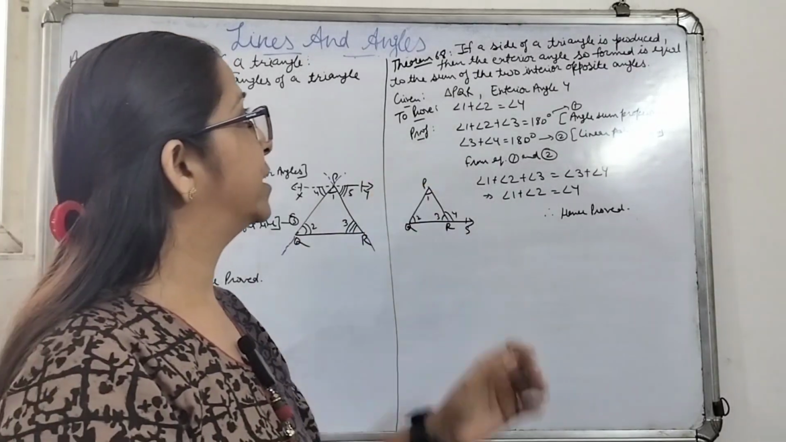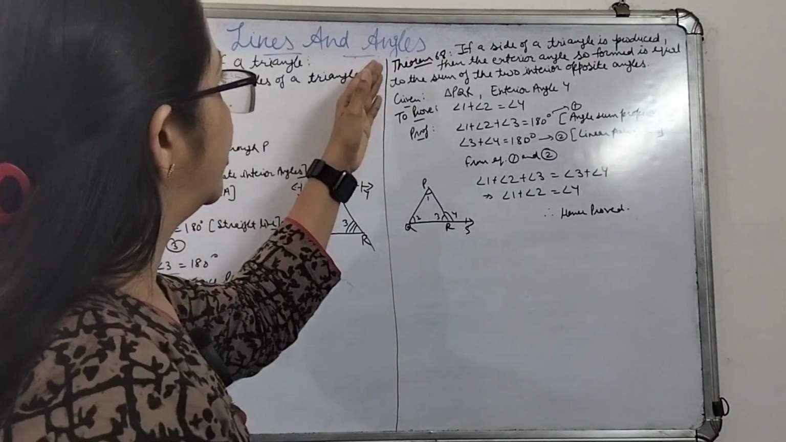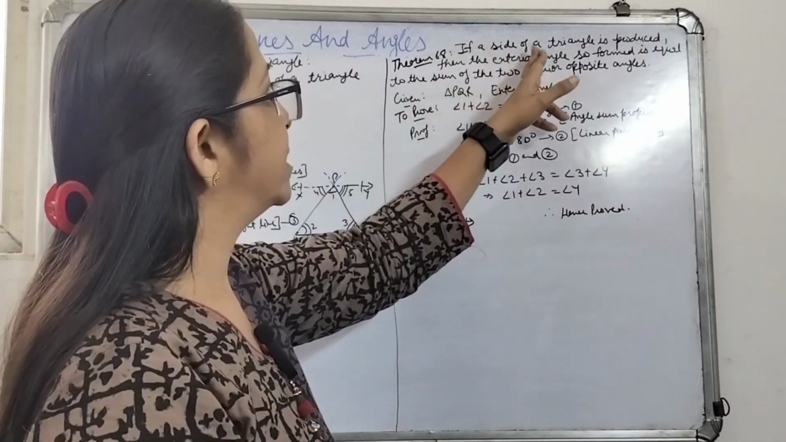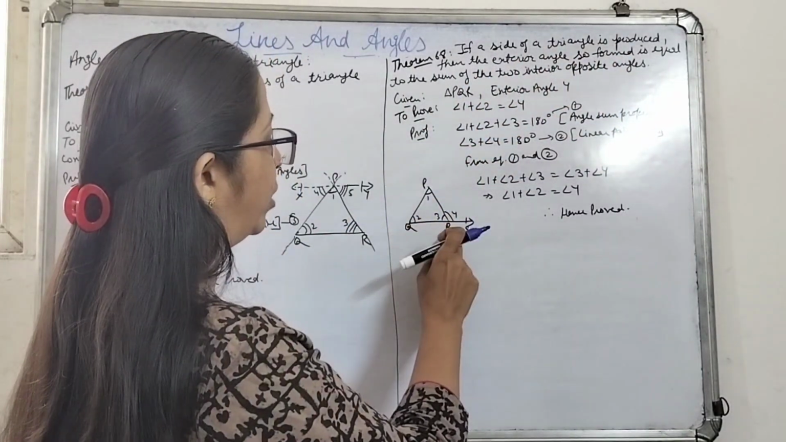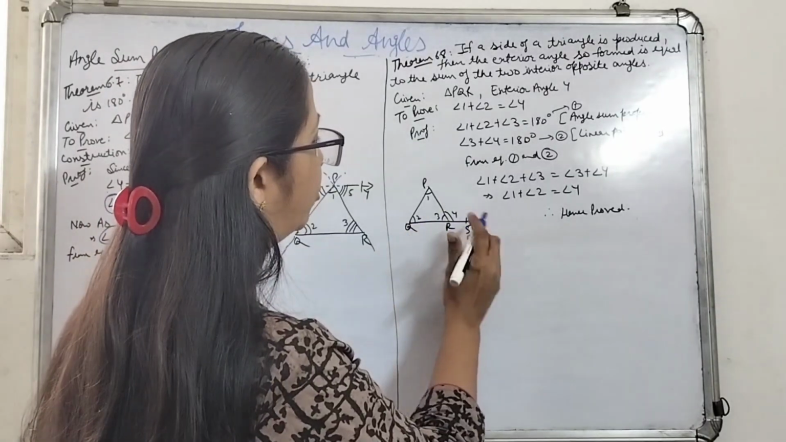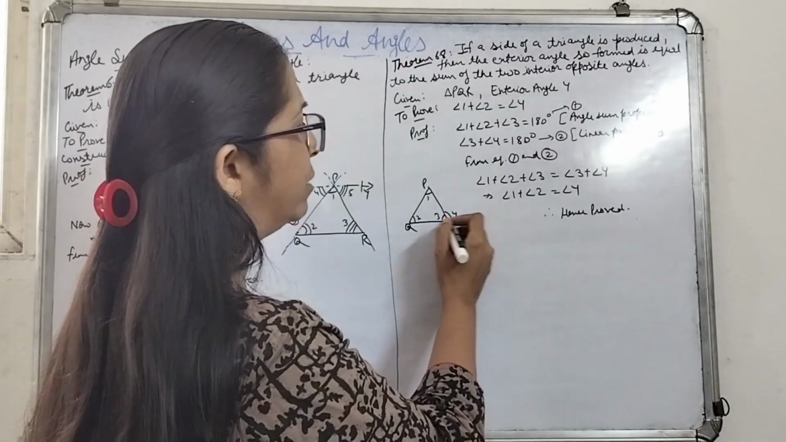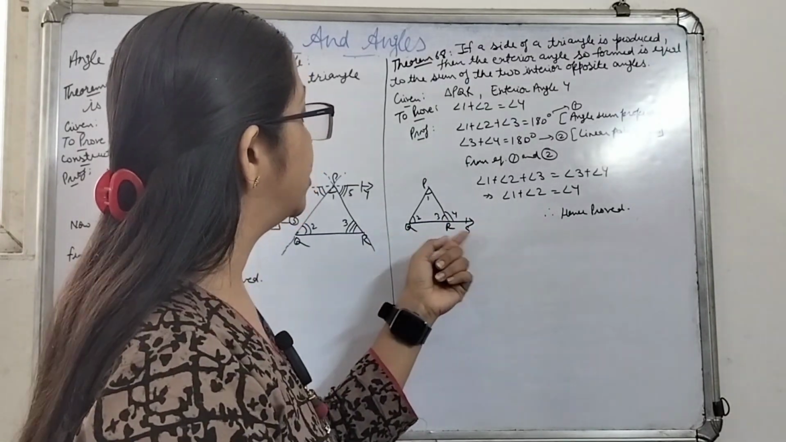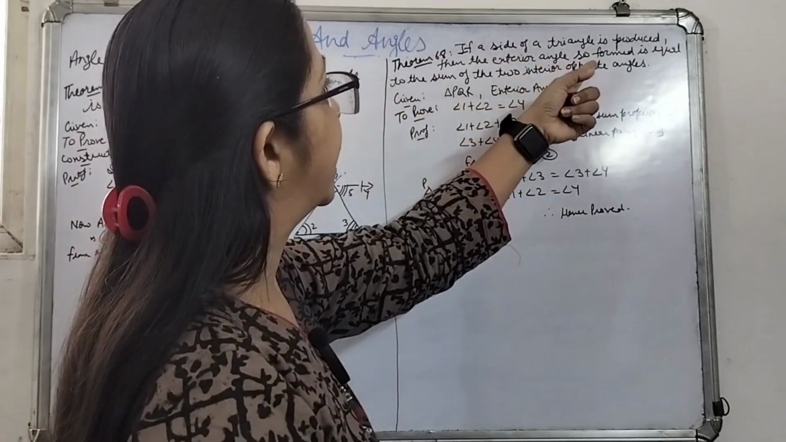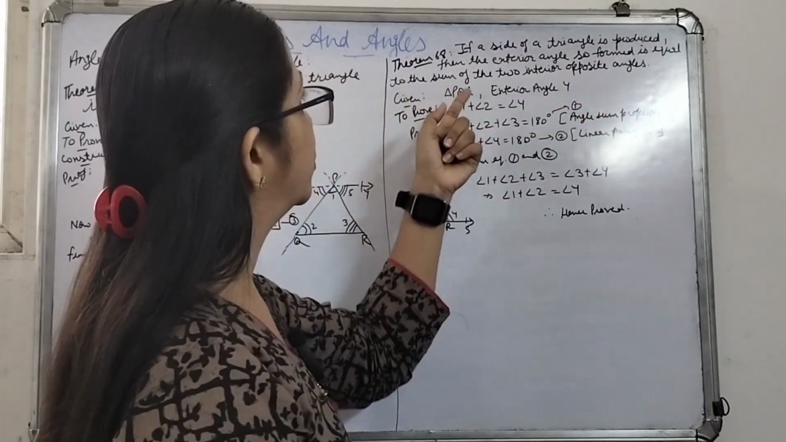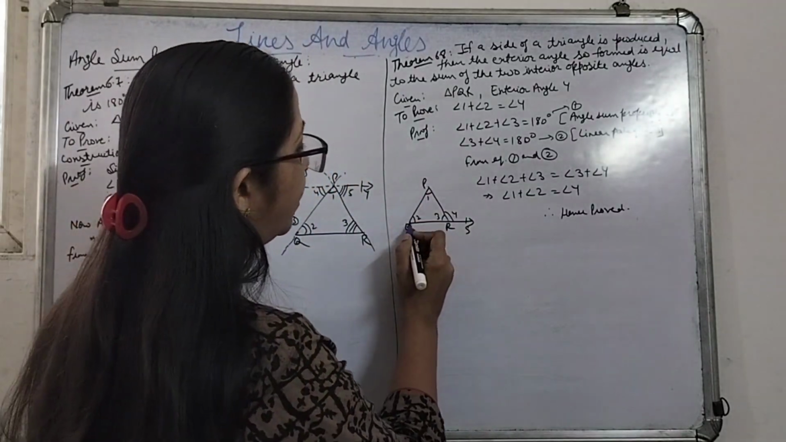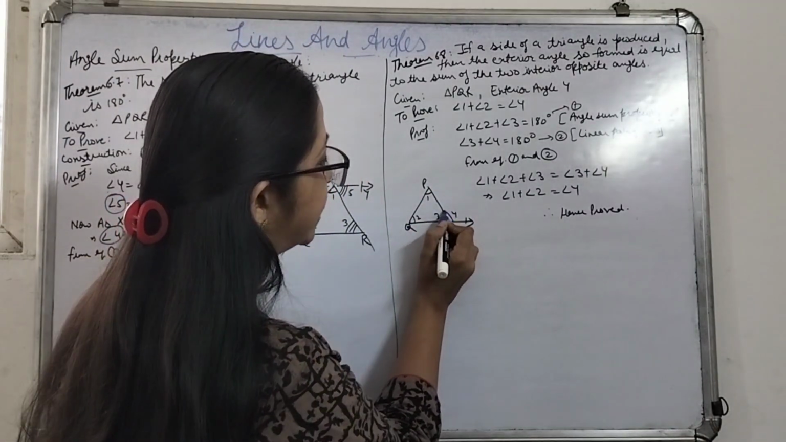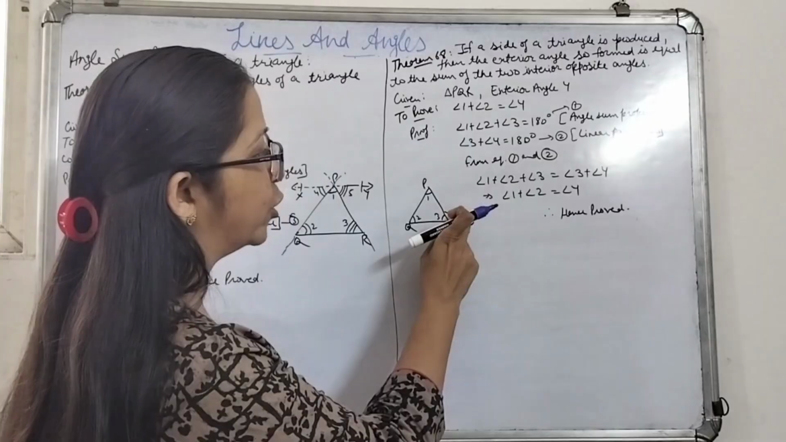Now let's see the exterior angle property. According to the exterior angle property, if a side of a triangle is produced, that means we have taken a triangle PQR, and we have produced this side QR up to say point S, it is extended, so it is produced, then the exterior angle so formed is equal to the sum of the two interior opposite angles. Now, if we produce this QR, then this is the exterior angle. The exterior angle is angle 4.